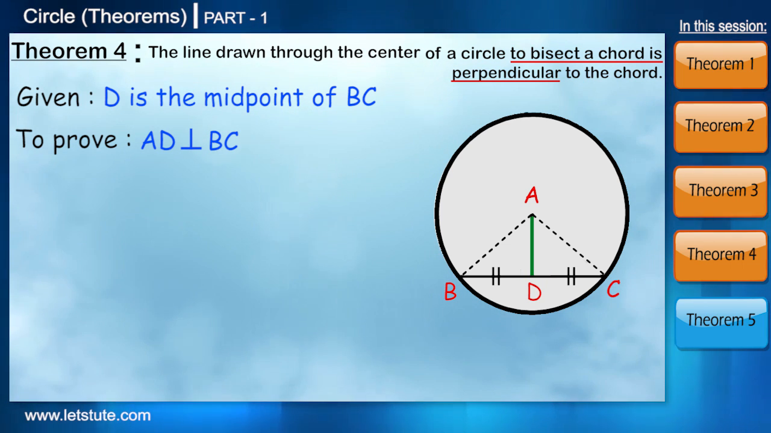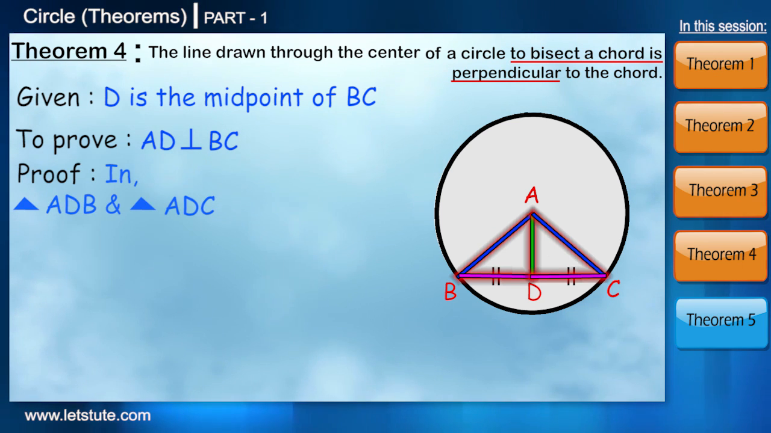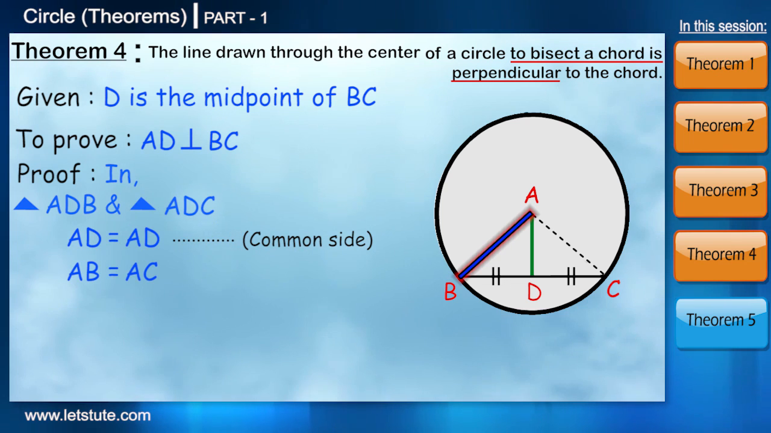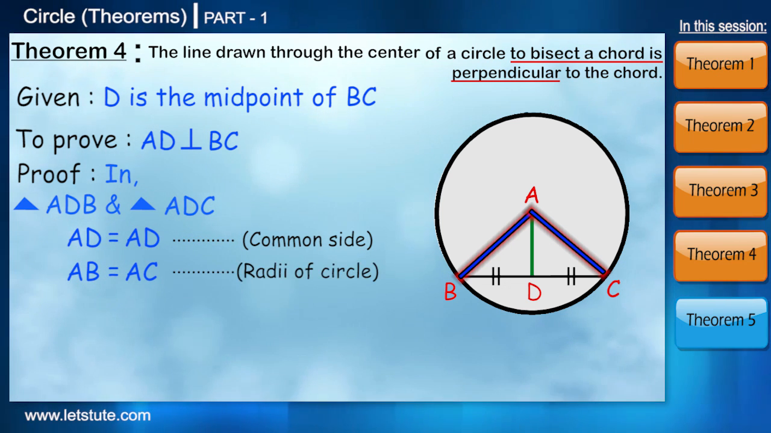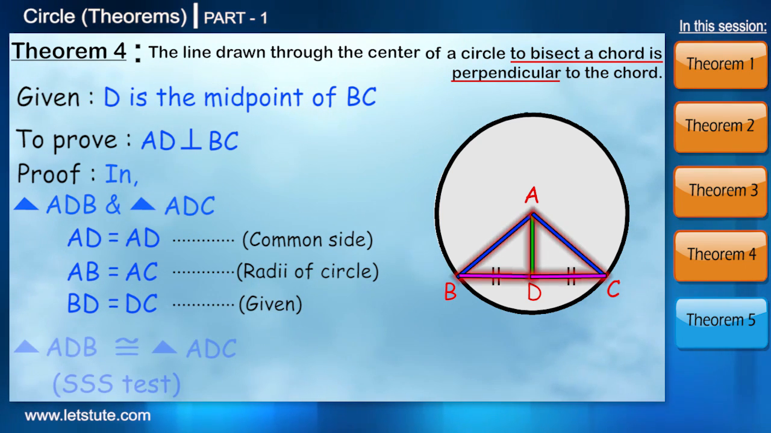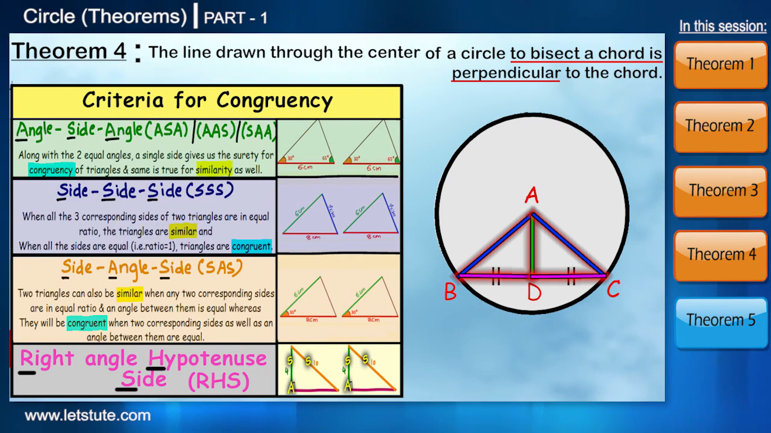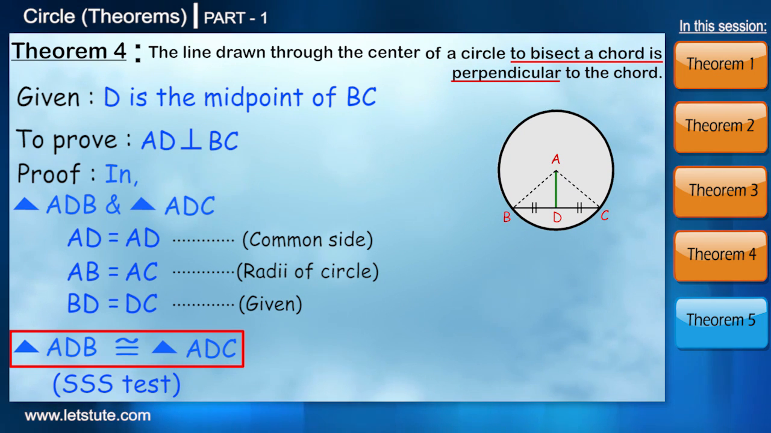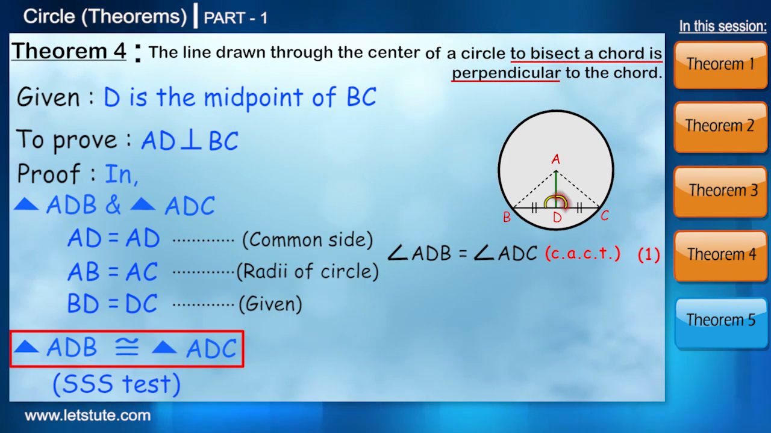We again have the same triangles, triangle ADB and triangle ADC. We know AD is equal to AD and AB is equal to AC, same as the previous theorem. And BD is equal to DC because it's given to us now. So, both the triangles are congruent now by SSS test of congruency. Now, we can say that angle ADB is equal to angle ADC. But from this, we cannot say that both the angles are 90 degrees.